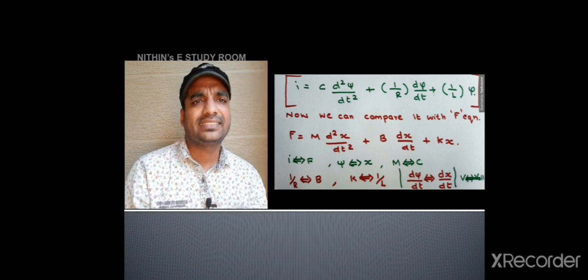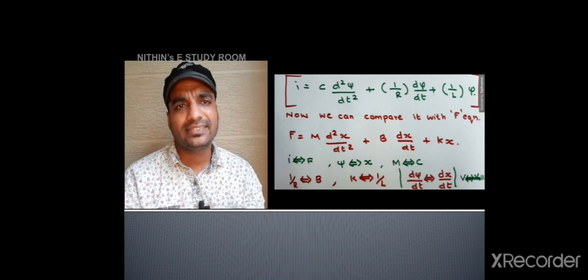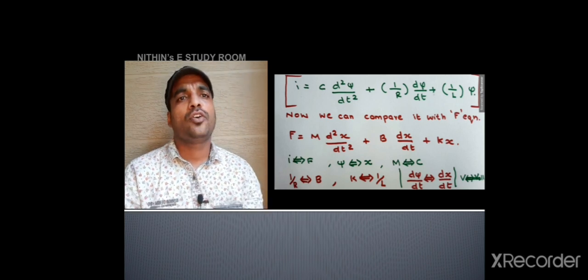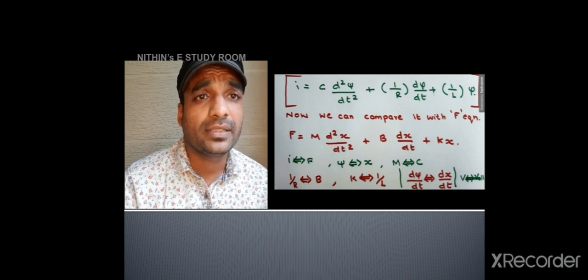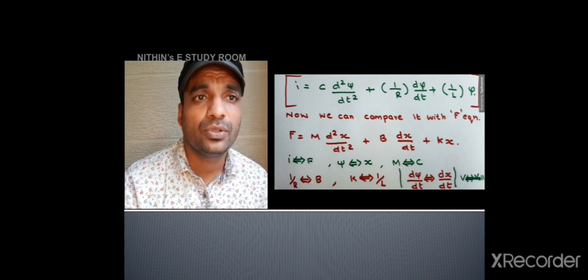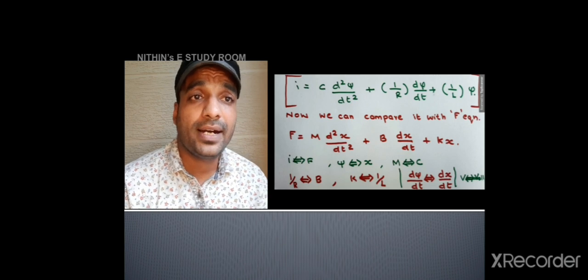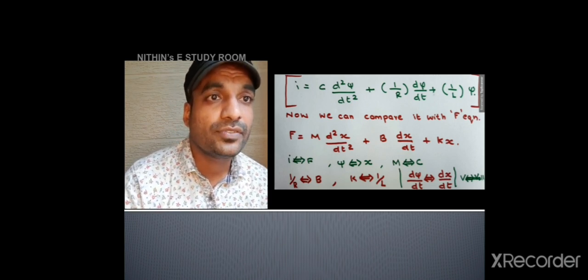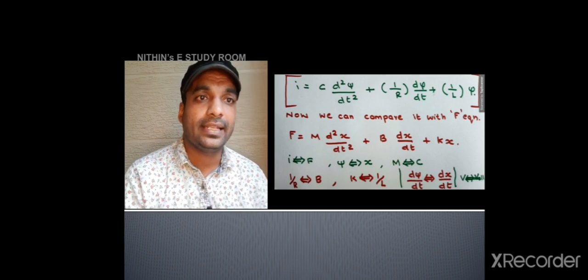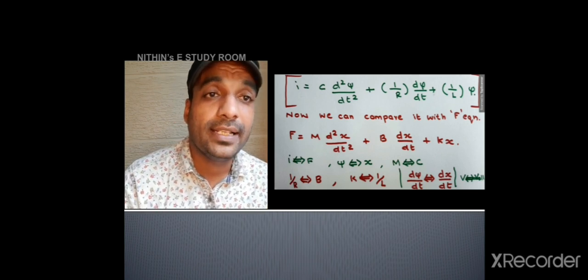So easily I can say the left hand side current is analogous to force, and the coefficient of the second order term, d square term, is nothing but C and M. So C and M are analogous. Coefficient of first order term, d phi by dt and dx by dt I am comparing. So its coefficients are 1 by R and B. So 1 by R is analogous to B. And the coefficient of zero order term, that is 1 by L and K. So 1 by L is analogous to K.